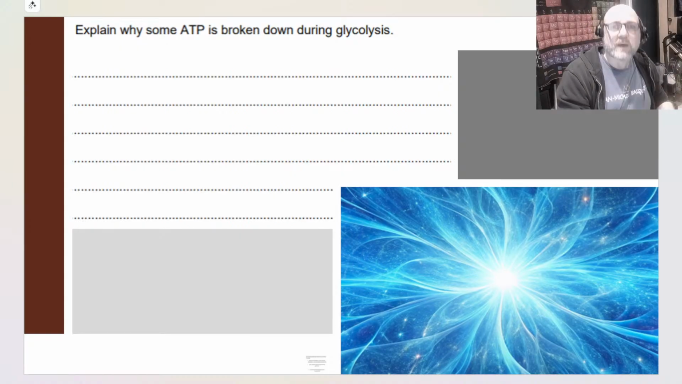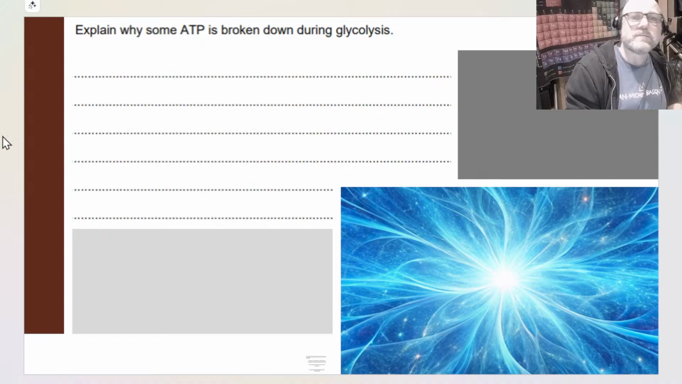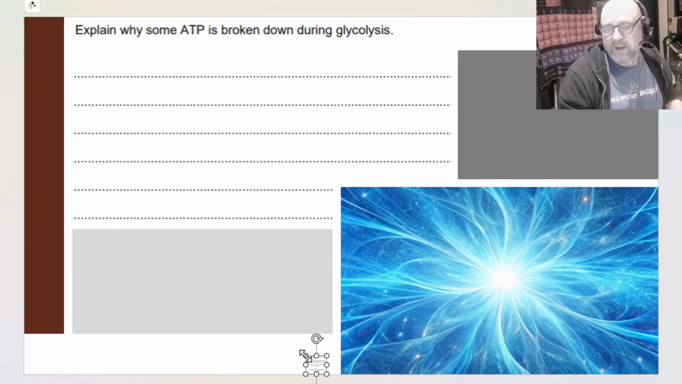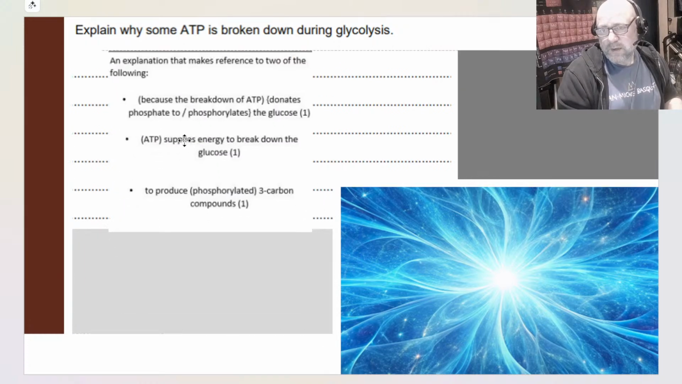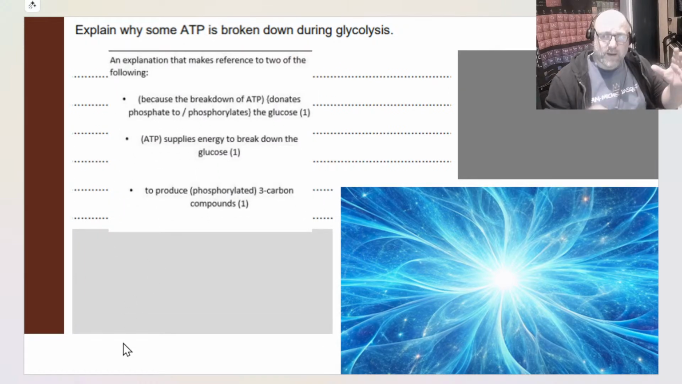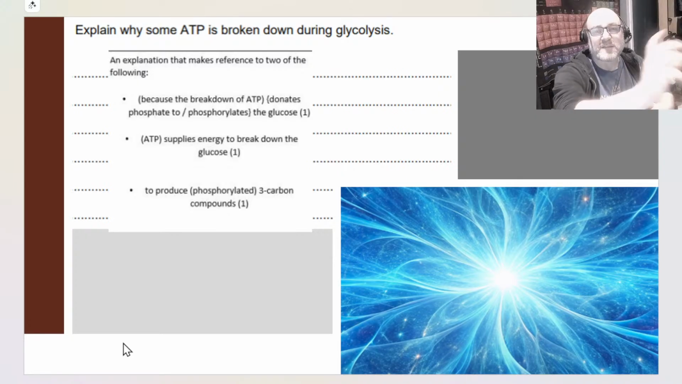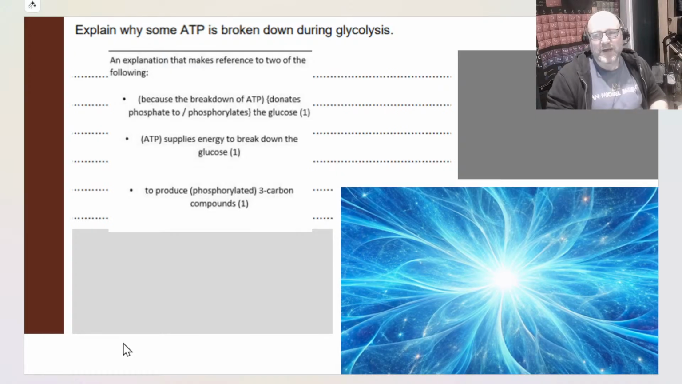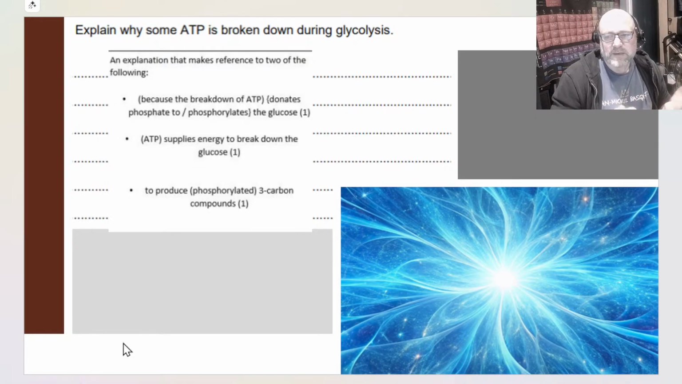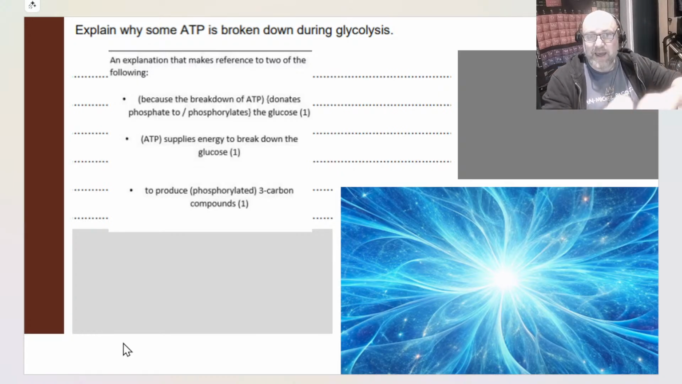So I'm going to put the answer up. If you don't want to see the answer, you can pause the live and have a go at this, see if you get both marks. But this would be the answer. Basically, any 2 of these, as it says. So ATP breaks down, it gives its phosphates to glucose. You could just say it phosphorylates glucose or donates phosphate to the glucose. ATP gives energy that helps to break down the glucose, as well as the phosphates. It uses the energy to snap the bonds.